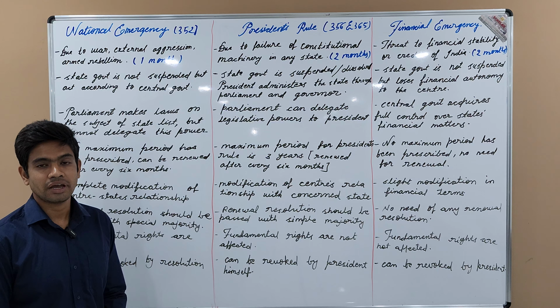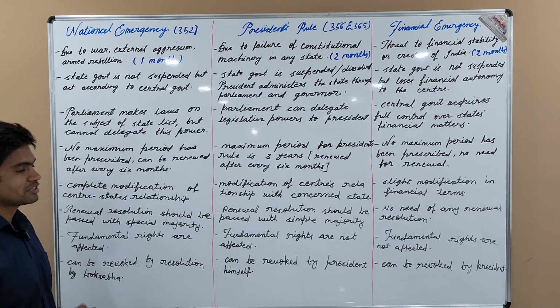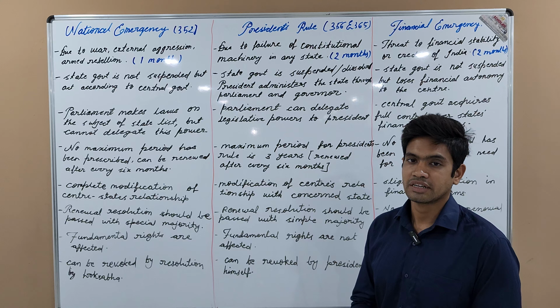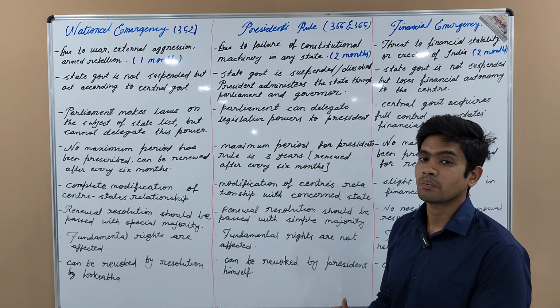Now, as far as the financial emergency is concerned, here also the state governments are not suspended, but their financial autonomy is compromised. Now, let's talk about the power which the central government enjoys during the imposition of such emergency provisions. When the national emergency is in operation, the central government can make laws on all the subjects enumerated in the state list, but it cannot delegate this power to someone else.